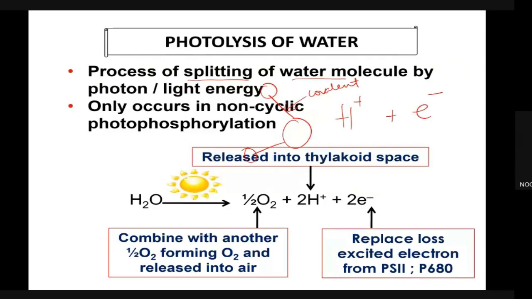This releases hydrogen, which is composed of a proton and an electron. The electron from the hydrogen will replace the lost excited electron from PS2. The hydrogen ion, the proton, will be released into the thylakoid space, and the oxygen will form oxygen gas and be released into the air.